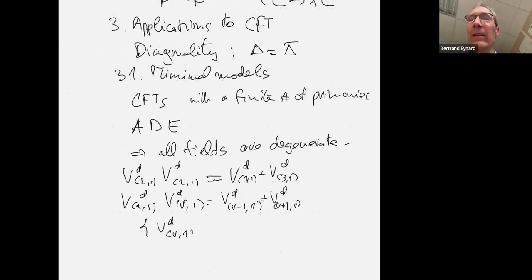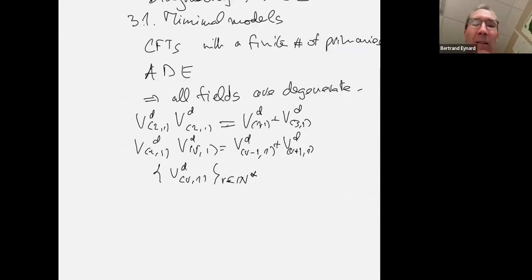And therefore, I'll get an infinite spectrum, an infinite set of primary fields, even if in each OPE there is only a finite set. So clearly, that's not sufficient to build a minimal model. I need the OPEs to be even more constrained. And to do that, I need fields to be doubly degenerate.